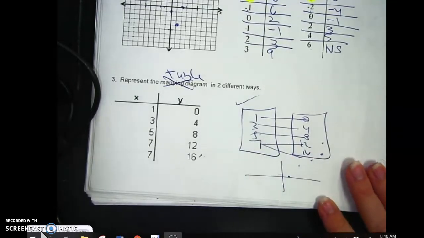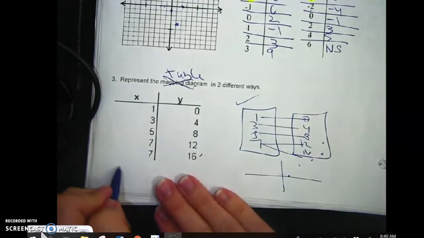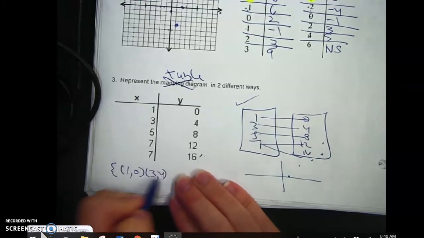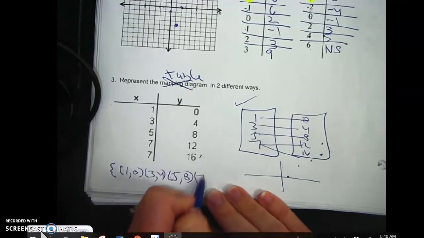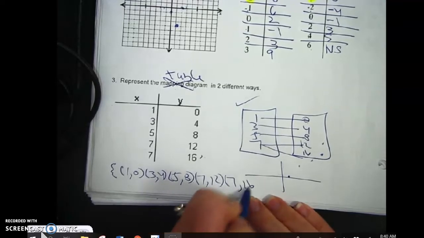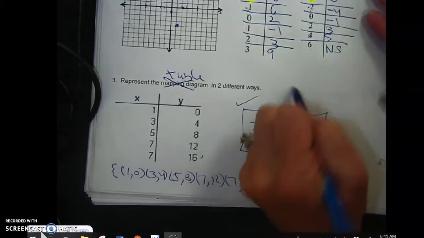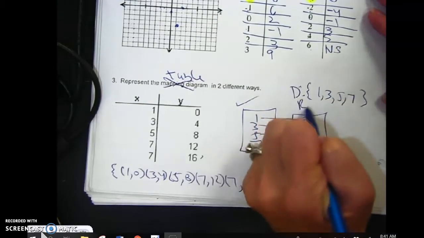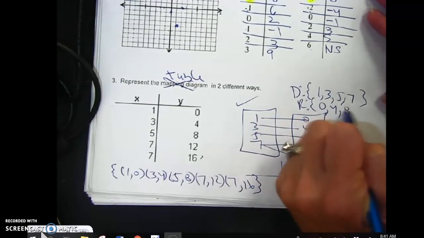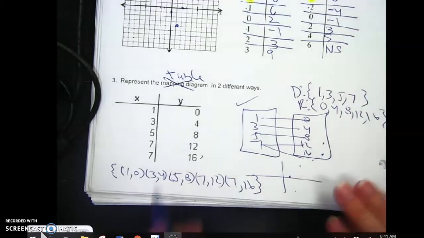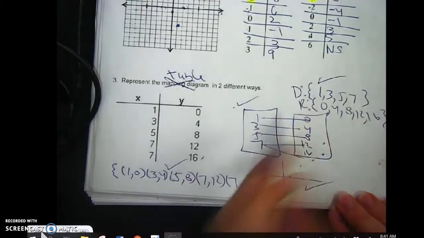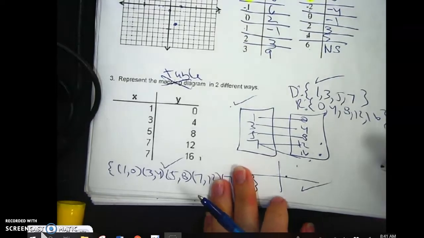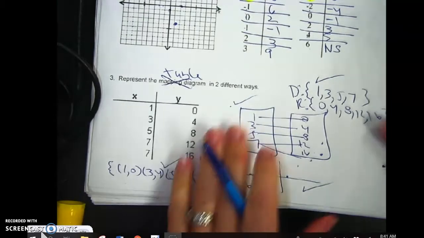Okay? Another way I can do it is I could write it as a set of points. 1, 0, 3, 4, 5, 8, 7, 12, 7, 16. Another way I could do it is I can say here's the domain, 1, 3, 5, 7. The range is 0, 4, 8, 12, 16. So I've shown you 1, 2, 3, 4 ways. I only need 2. Okay. Pick which 2. All right, and you don't get bonus for giving me more.